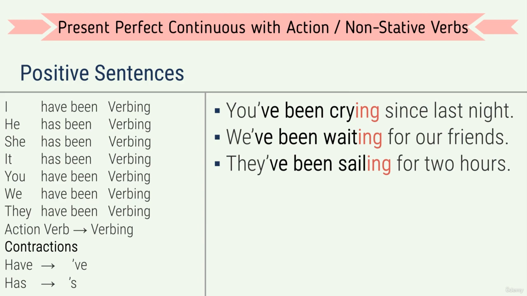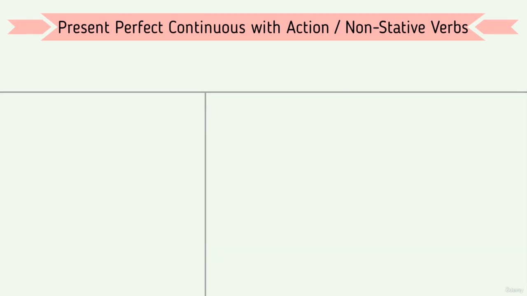It is also possible to make some contractions. So instead of saying I have, I can say I've, I apostrophe V-E. And instead of saying she has, I can say she's, she apostrophe S. Now let's look at some negative sentences.